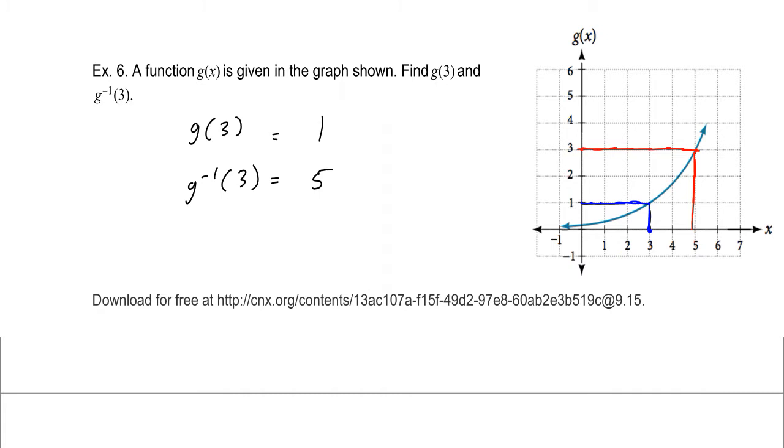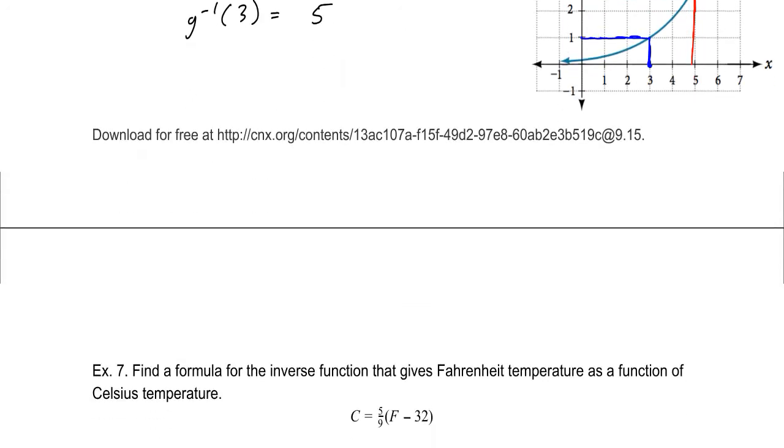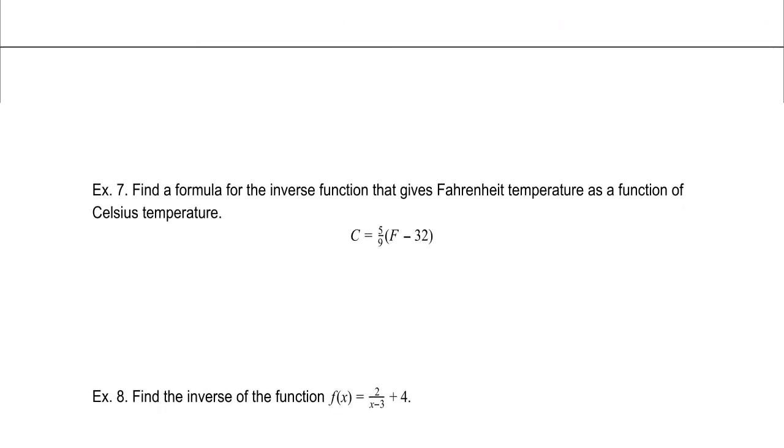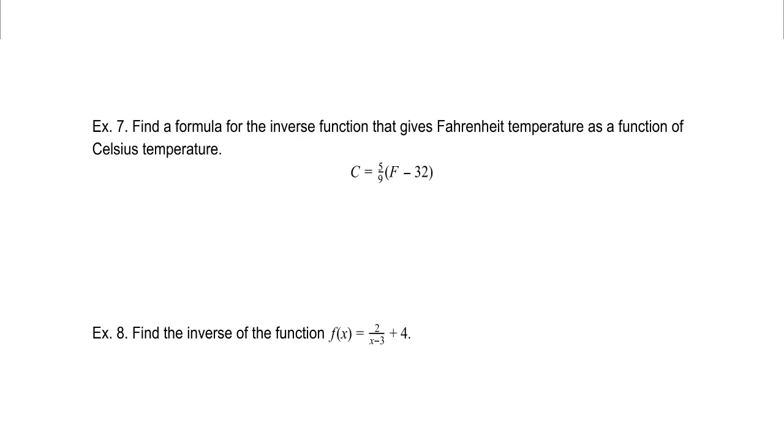Remember, my input is 3 in the first, and in the second one my output is 3. That's an important distinction. All right, find the formula for the inverse function that gives Fahrenheit temperature as a function of the Celsius temperature. So here's our function, c equals 5/9 times the quantity f minus 32. To find the inverse, we want to isolate f. We want a function that's in terms of c.